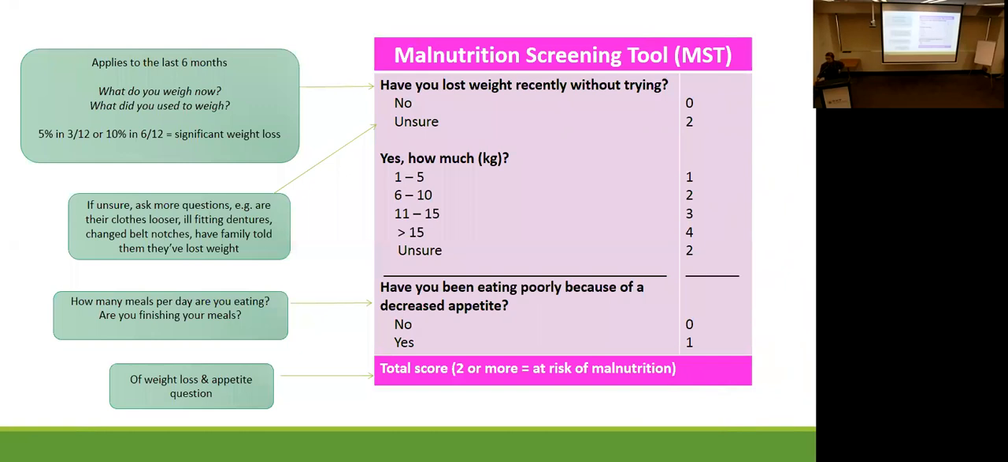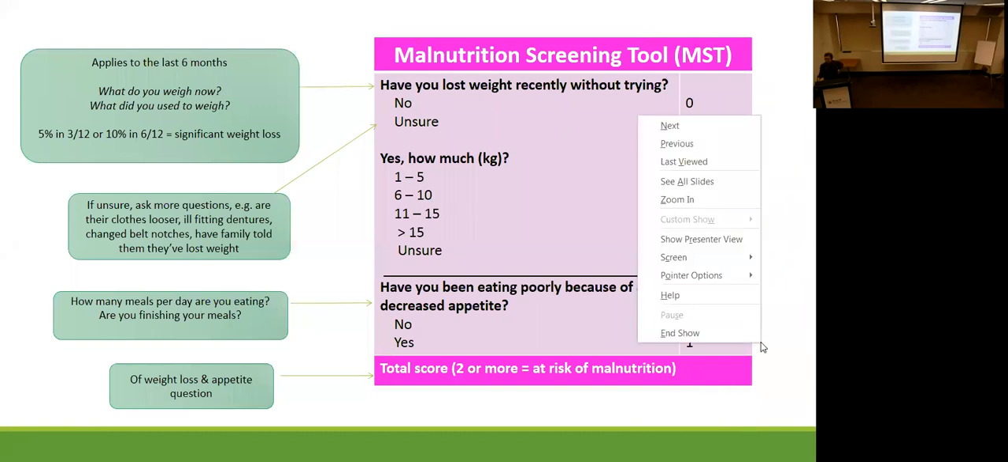So the first question is, have you lost weight recently without trying? And this applies to the last 6 months. We don't want to know what their weight was 20 years ago, or even a year ago. What's happened in the last 6 months? Some probing questions that you could ask are, what do you weigh now? What did you used to weigh? Keep in mind, if a patient has reported a 5% loss in 3 months or a 10% loss in 6 months, that's significant weight loss.